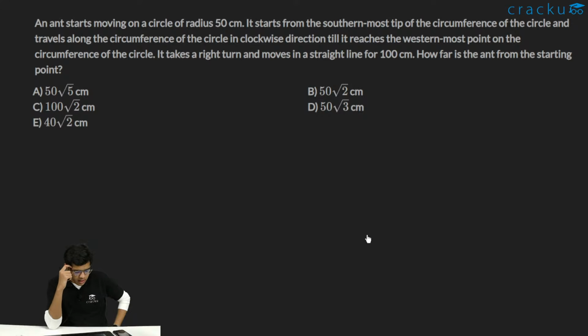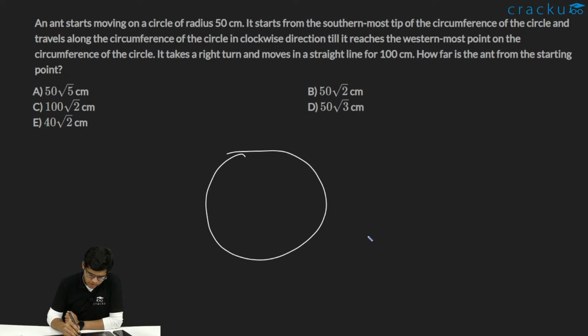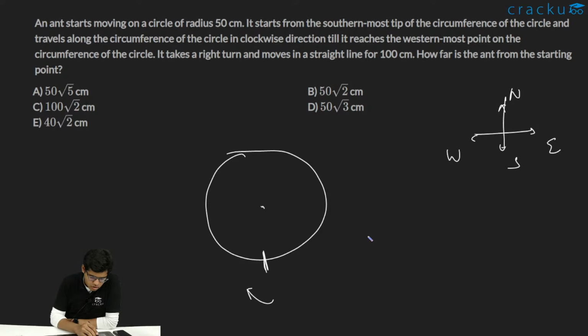So it is given an ant starts moving on a circle of radius 50 centimeter. Okay, this is a circle of radius 50 centimeter. It starts from the southernmost tip, means let's say this is north, south, west, and east, right? So it is starting from the southernmost tip, right? Okay. And travels around the circumference of the circle in the clockwise direction till it reaches the westernmost point. I mean, this is the westernmost point, right? So this is the southernmost tip, this is the westernmost point. So it reaches here.